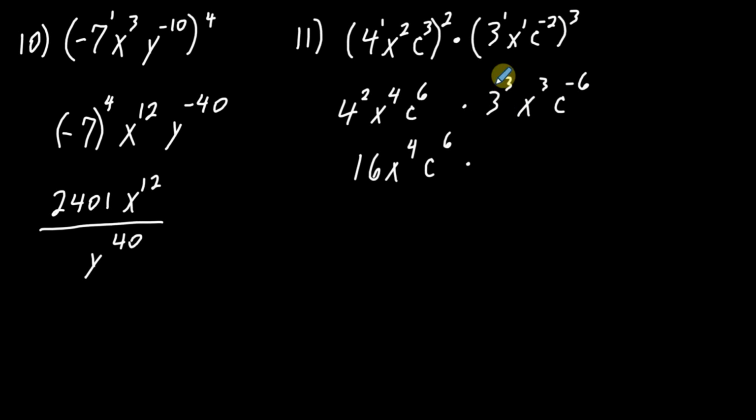Notice I didn't put parentheses around the 3 or the 4, only when it's a negative number, right? If it's a positive number, it won't make any difference whether or not you put it in parentheses. But if you have exponents with negative numbers, remember to put that negative number in parentheses. And so we're going to get 27 x cubed c to the negative 6th. And now I need to do 16 times 27. Let's see, I get 432.